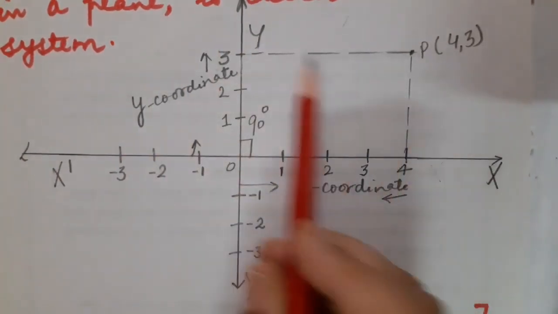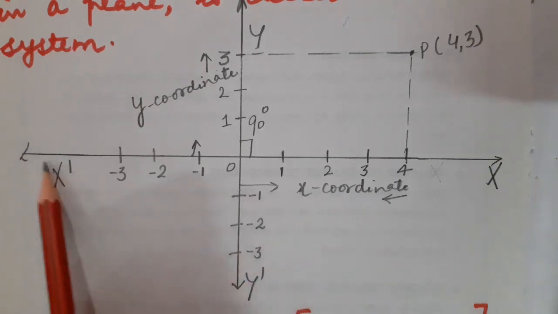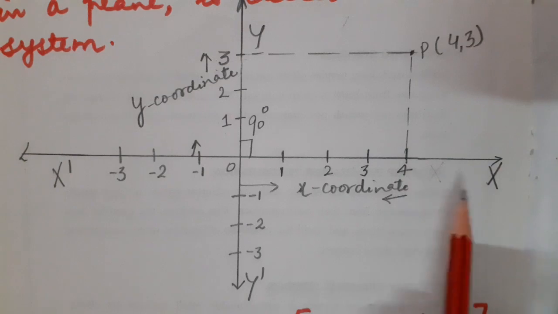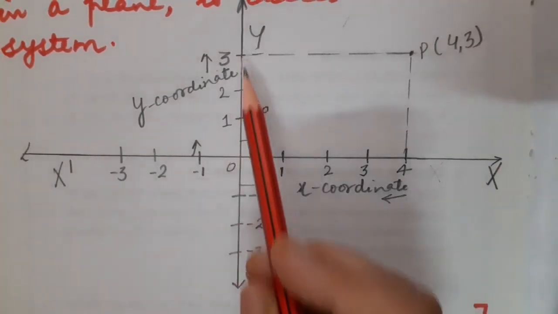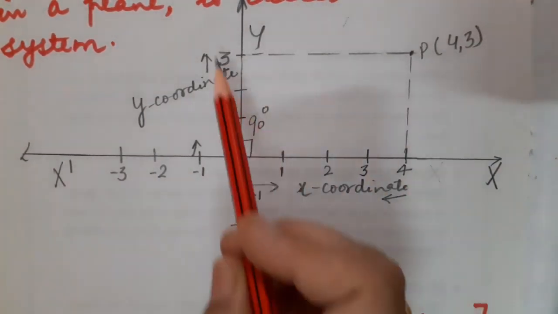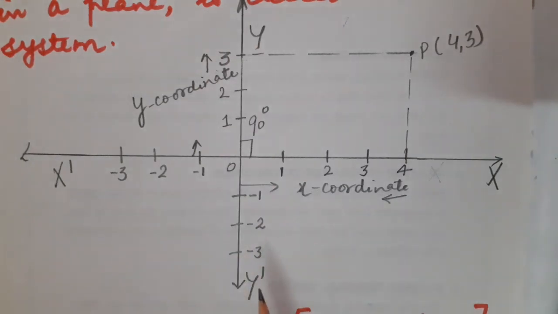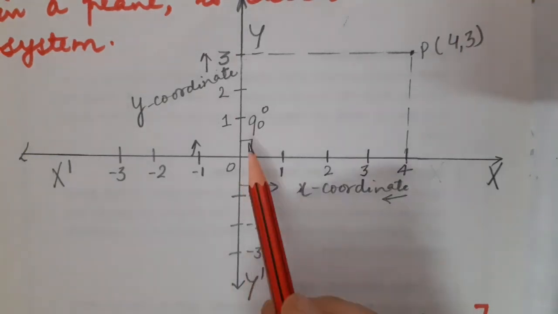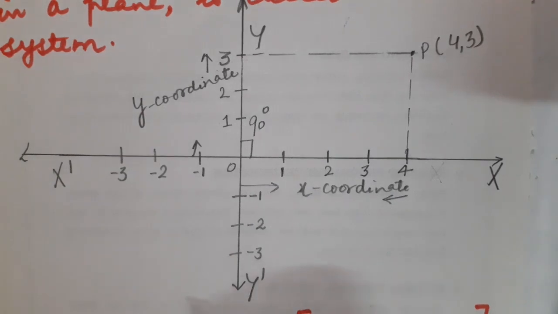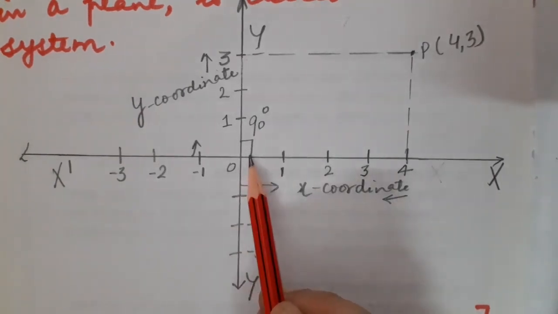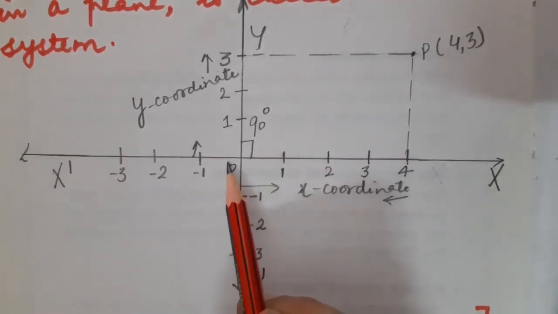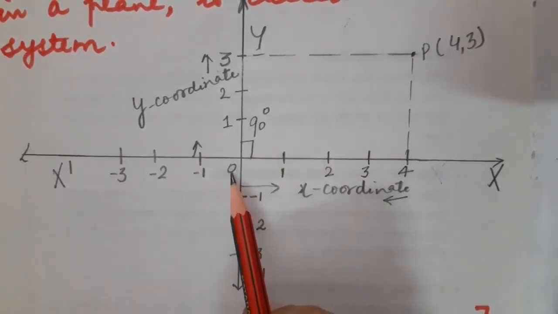Children, this is the complete Cartesian plane. In the Cartesian plane, there are two perpendicular straight lines. What do we call them? X dash and y dash, which intersect each other perpendicularly, or I should say that they both are perpendicular to each other, meaning they form a 90-degree angle. Fine. So the point of intersection where both the lines intersect each other is called the origin. And how do we represent it? We represent it by O.